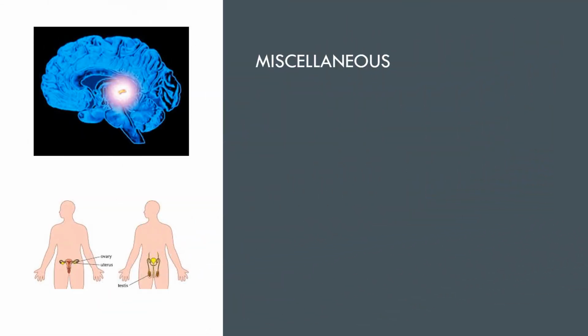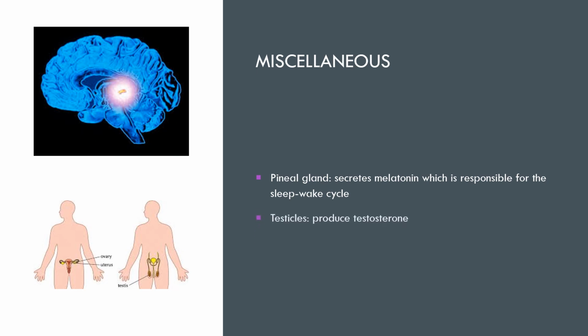Move on to miscellaneous. Kind of like an honorable mention. The pineal gland, which is this little dot in the brain, secretes melatonin, which is responsible for the sleep-wake cycle. The testicles produce testosterone. Ovaries produce estrogen.